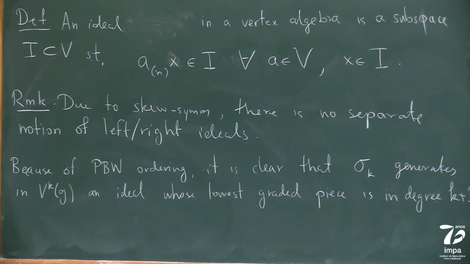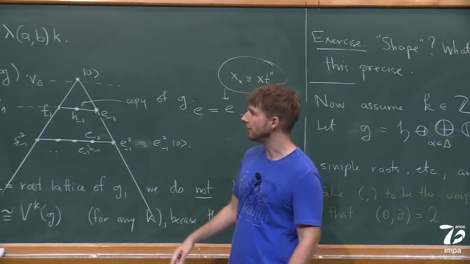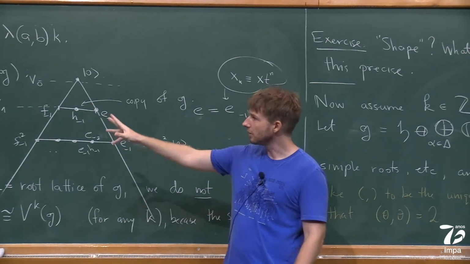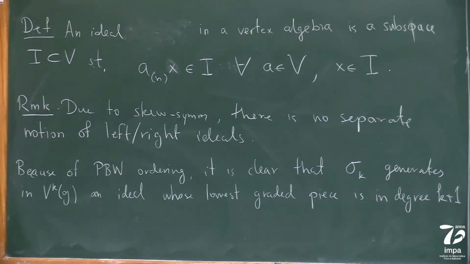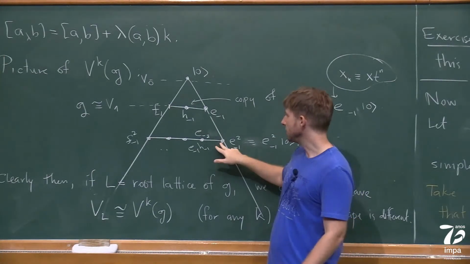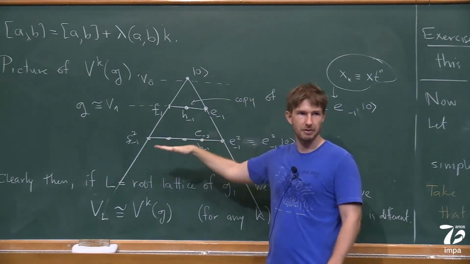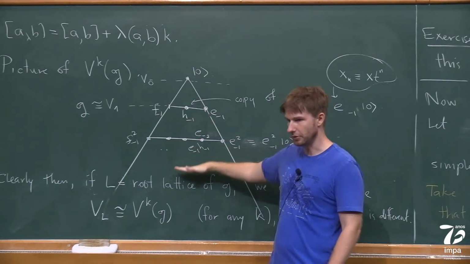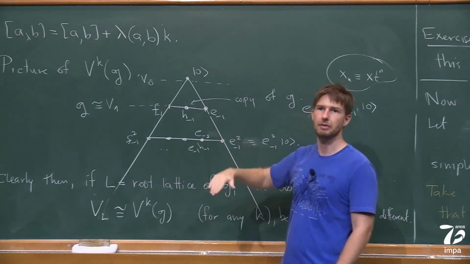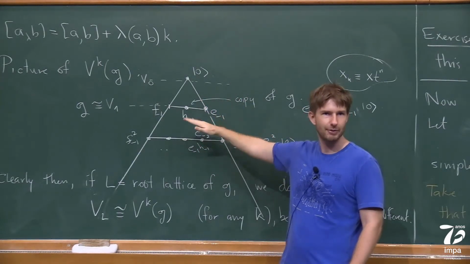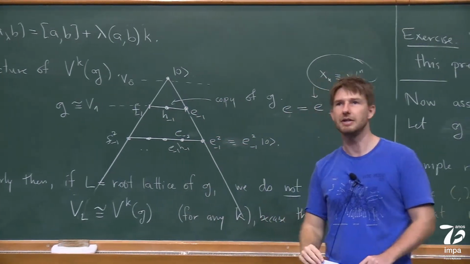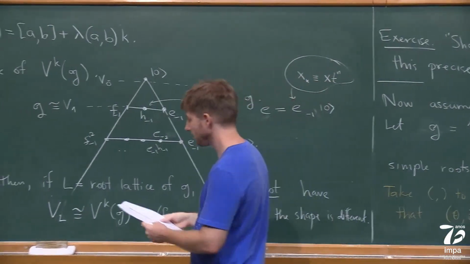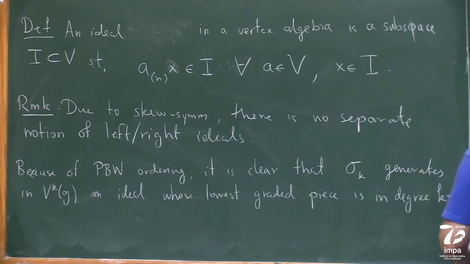If you're familiar with PBW type arguments, it's fairly clear that if you define the so-called ideal generated by this vector sigma k, it's going to have a component in degree k plus 1, the same degree as sigma k itself, and components below that. So somehow the highest slash lowest degree piece of this generated ideal is in degree k plus 1.